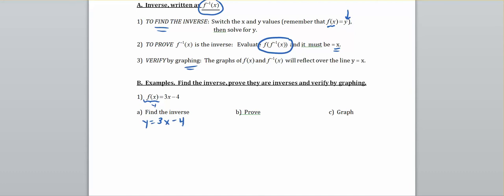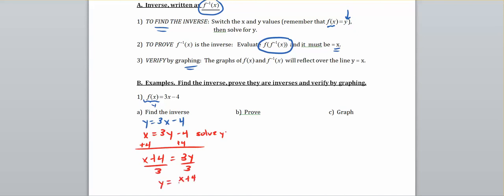To find the inverse, what we have to do is switch x and y and solve for y. So wherever I had a y, I'm going to place an x, and wherever I had an x, I'm going to place a y. And now I'm going to solve for y after I switched. To solve for y, I would add 4. x plus 4 equals 3y, and to solve for y, I would divide by 3. So I get y equals x plus 4 all over 3. So that is my inverse function.